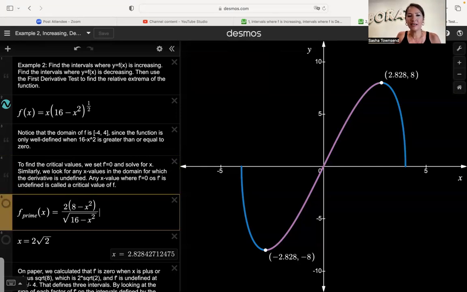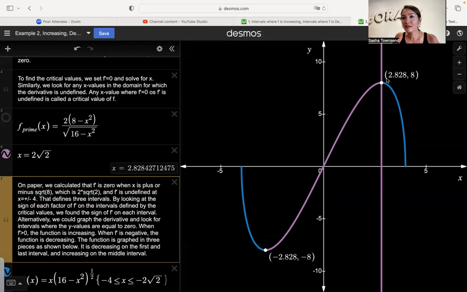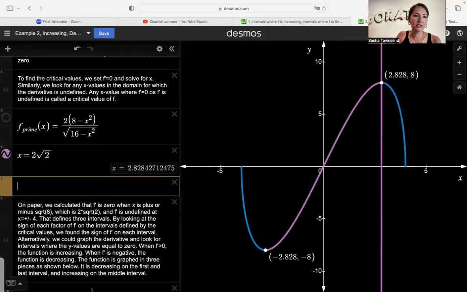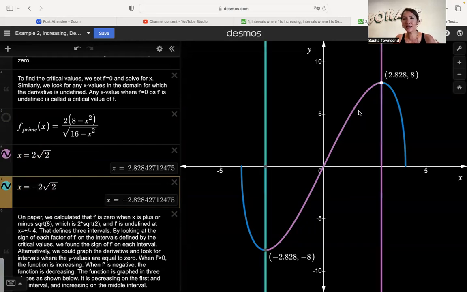Now when we set that derivative equal to 0, and that happens when the numerator is 0, we get x equals plus or minus the square root of 8, which is plus or minus 2 root 2. That value is approximately 2.828. So we've got 2.828 and negative 2.828 is approximately those two x values that correspond to our critical values of the function.